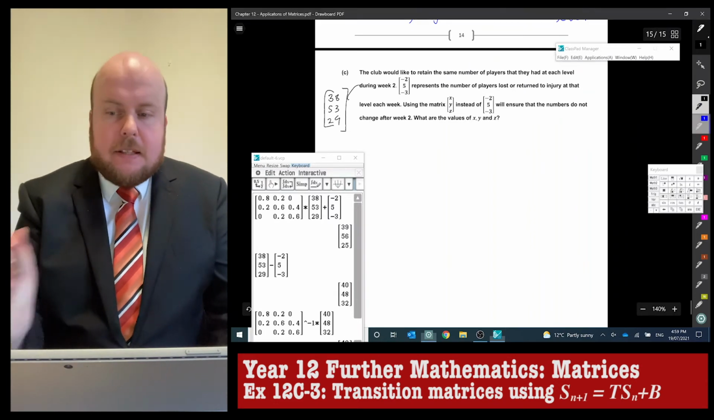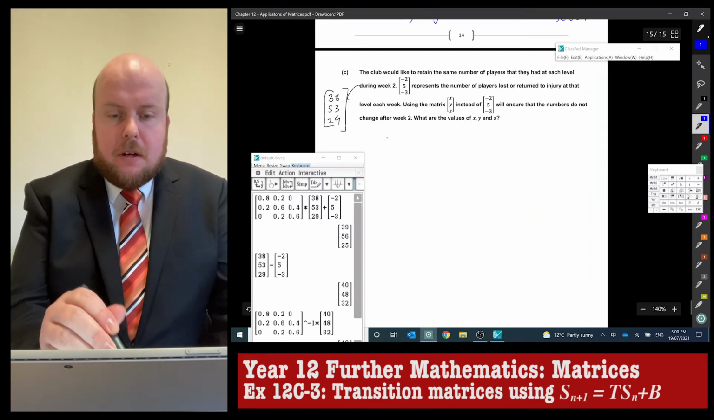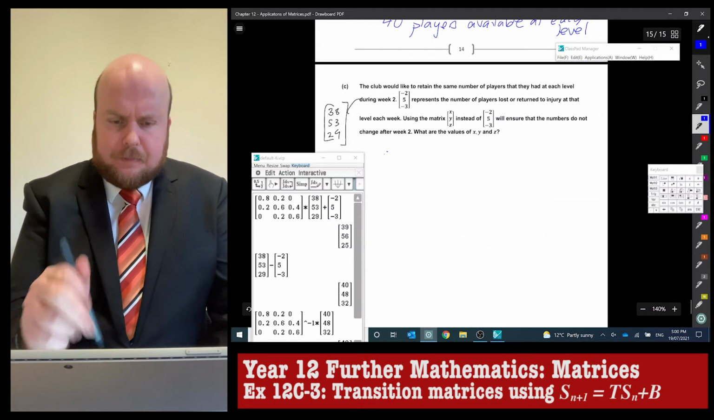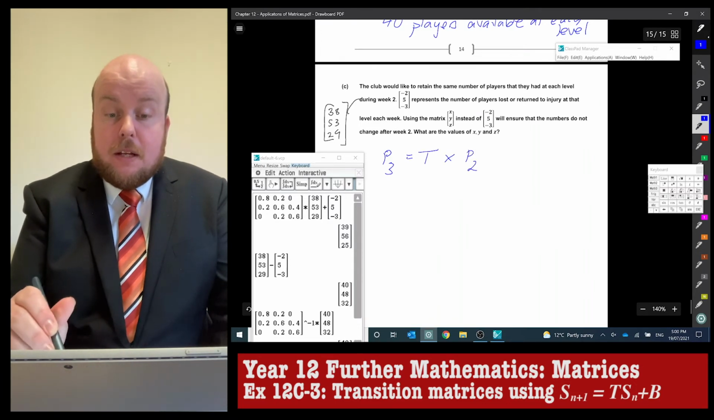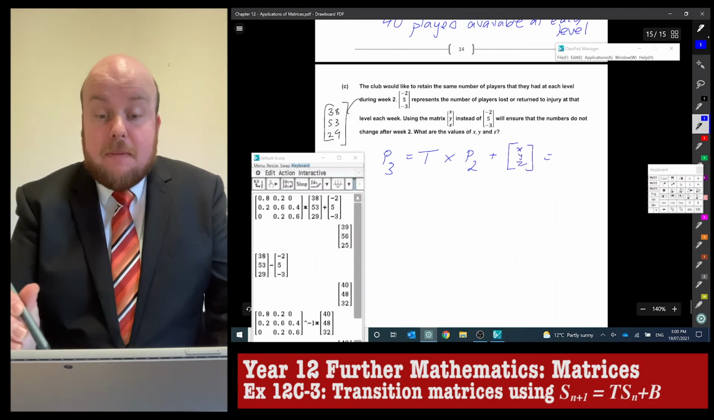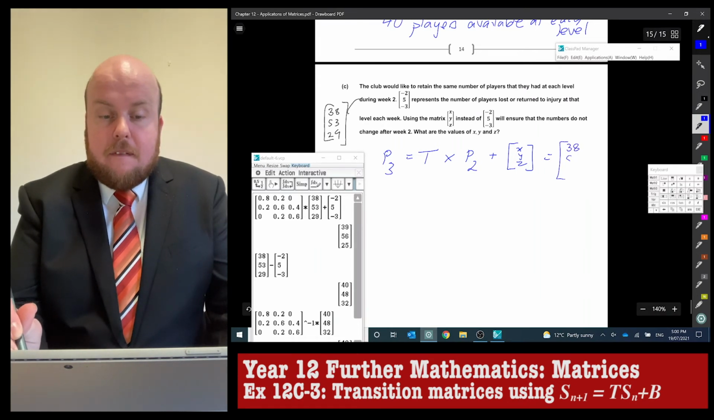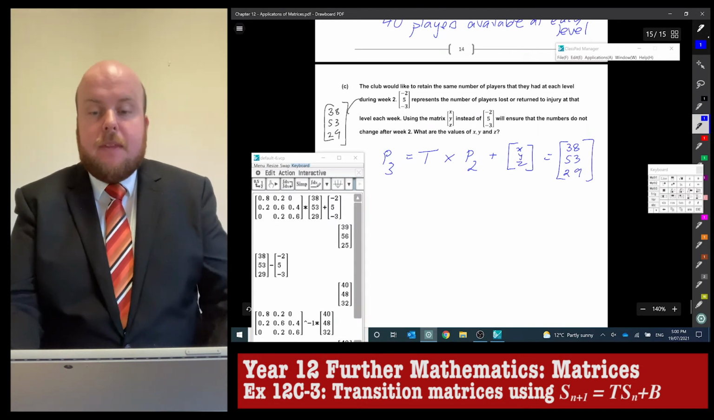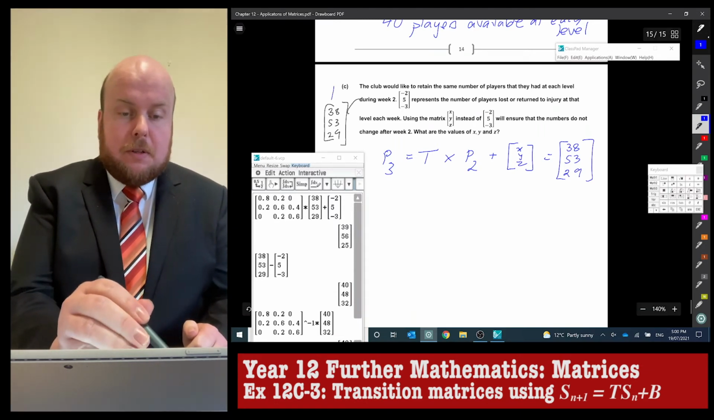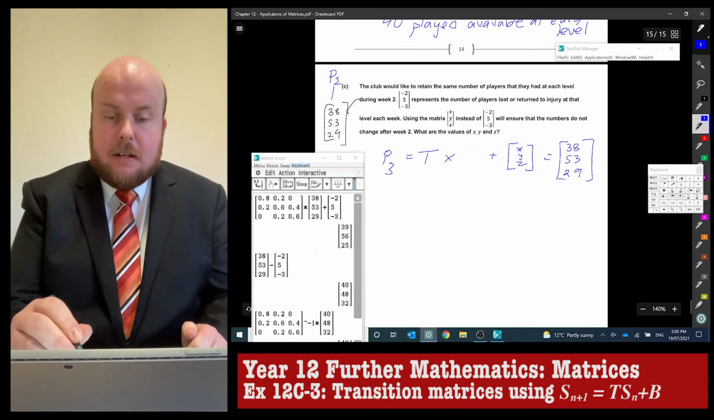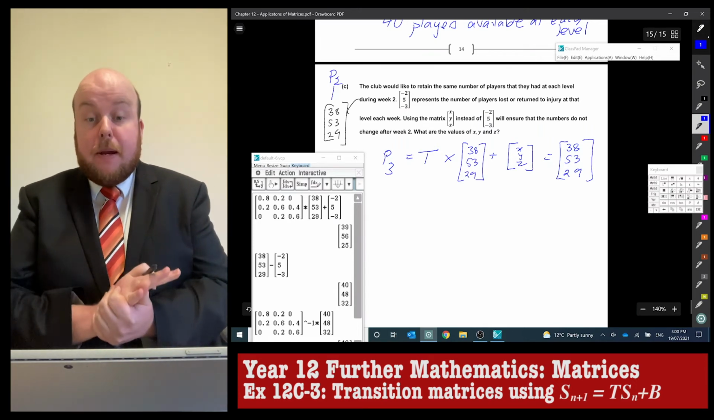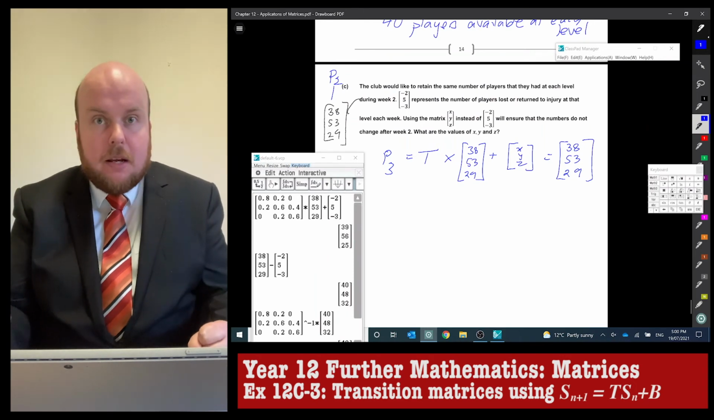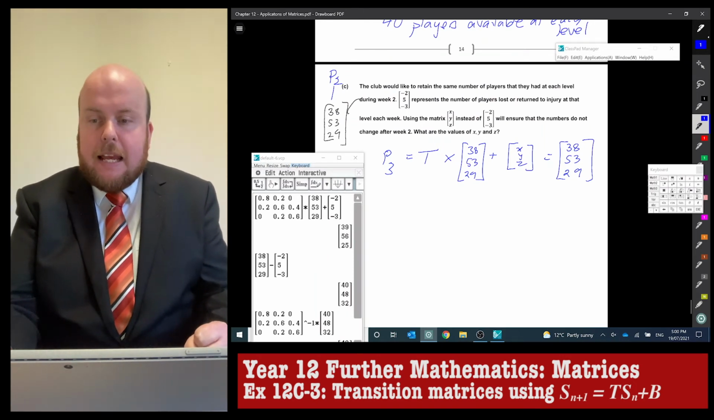So what this question is saying is that if I've got the third week, so what did we call it? P3? Yes, we did. So we want P3 to be equal to the transition matrix times P2 plus this matrix X, Y, Z. And we want it to equal the same thing as 38, 53, and 29. Because that was P2, we may as well fill this in as well: 38, 53, and 29. So we want the transition matrix multiplied by this number plus some mystery matrix to equal this final answer.